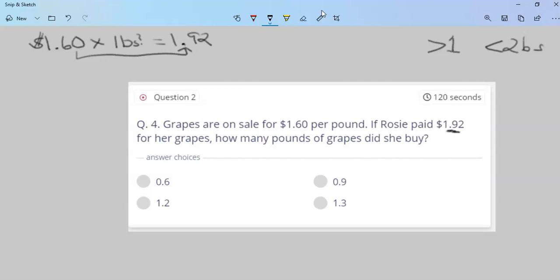So let's do some long division here. If we were to write this out, our divisor is going to be this $1.60. And the dividend we're going to divide into is our total sale of $1.92. So now we have a division problem with decimals, which is awkward. So we're going to clean this up.